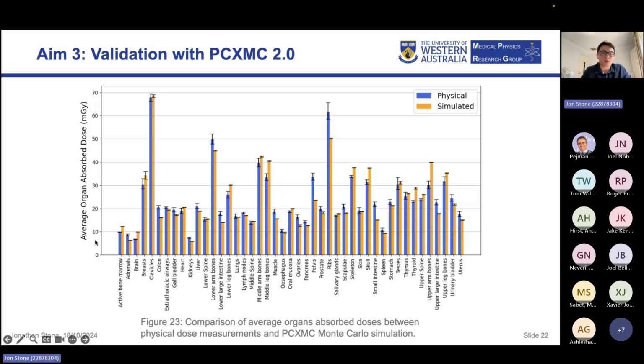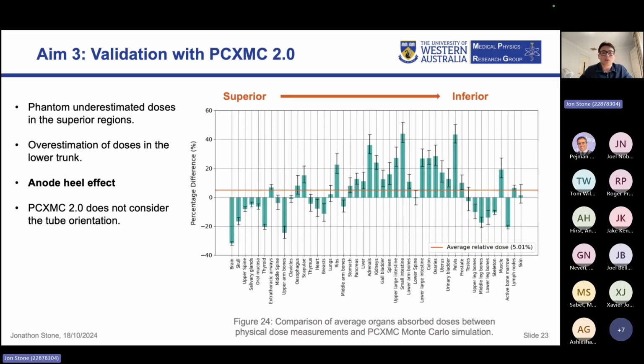So here we have organ absorbed doses and our organs here, and physical is in blue and simulated is in orange. So taking a closer look, here is a plot of the percentage differences from negative 40% to positive 60%. And now I've actually rearranged the organs from superior to inferior. So we can see here that the organs in the superior region actually had underestimated dose in our phantom compared to the simulation, whereas our phantom overestimated the dose in the inferior regions, except for in the bone, in the lower leg bones. So it was mostly in the lower trunk, like slabs 0 to 4.